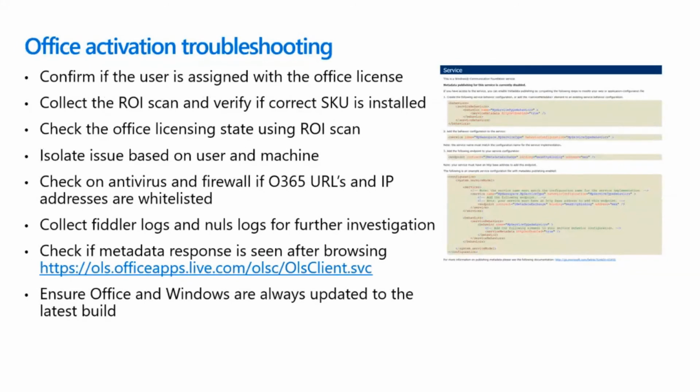Okay, so moving on towards Office activation troubleshooting. Again, isolation plays a very key role when it comes to troubleshooting these. The first thing that we have to check is that users are signed in with the right Office license. And the best thing would be to always collect an ROI scan. When you collect the ROI scan, it will show you all the product keys that are installed.